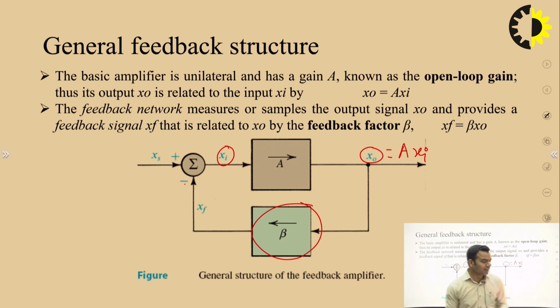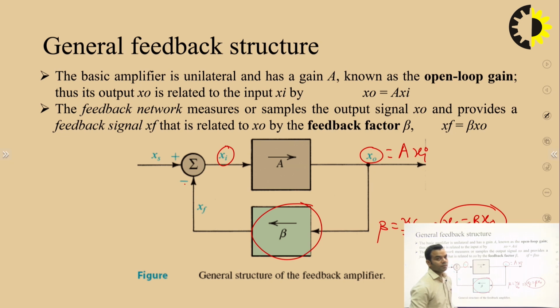So, what will be the feedback factor? Feedback factor beta is equal to xf upon x naught, as its output is xf and input is x naught. In other words, xf is equal to beta into x naught. The feedback network will take the output, reduce this signal and provide its part to the input for the mixing purpose. And obviously, A is much greater than 1, where A is the gain of amplifier or open loop gain, and beta is the feedback factor and its value will always be less than 1.